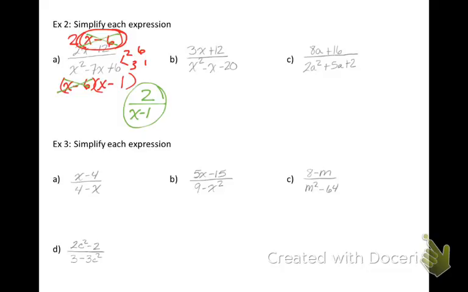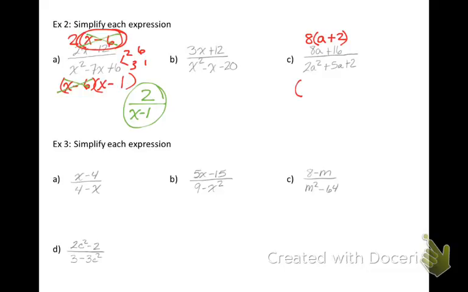B. What can I take out of? I'm going to make you do B on your own. Let's try C. I'll make you go back to B in a second. What can I take out of C on the top? 8. And then it would be what? A plus 2.